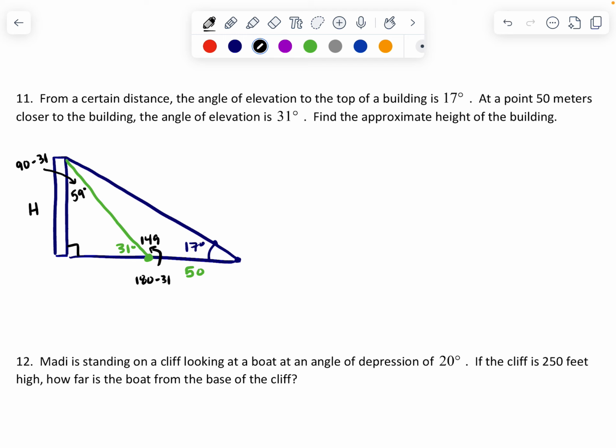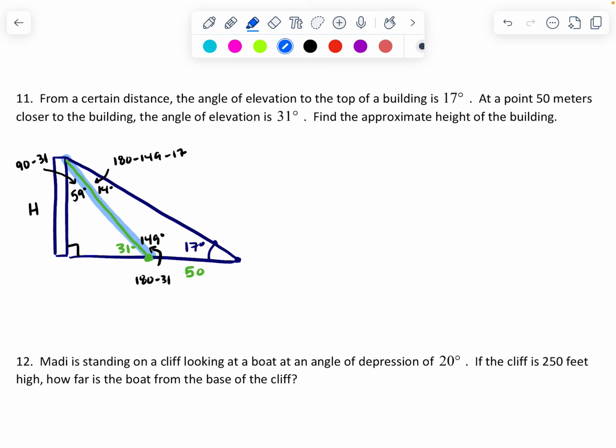And then you guys, this one right here, I'm just going to subtract both of them from 180. So 180 minus 149 minus 17. I think it was 14, but I don't remember. 180 minus 149 minus 17. I got 14 degrees. So step 1, find all your angles. Now the next thing you want to do is find this side right here.